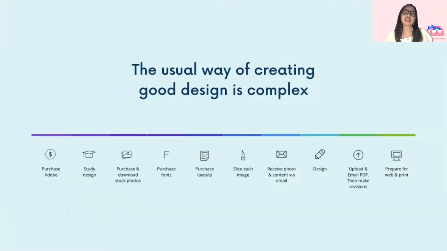Canva was created as a response to the usual way of creating design, which is usually complex. Prior to Canva, the design process was a very complex one. For example, you needed to purchase software first, like Adobe Photoshop, and you also needed to study design. You had to purchase and download stock photos from a separate site. You also needed to purchase fonts from a separate site. And sometimes you also needed to purchase layouts or templates from a different site.